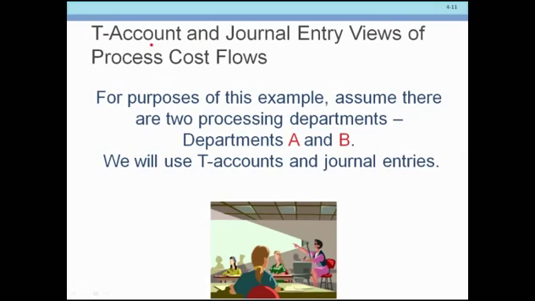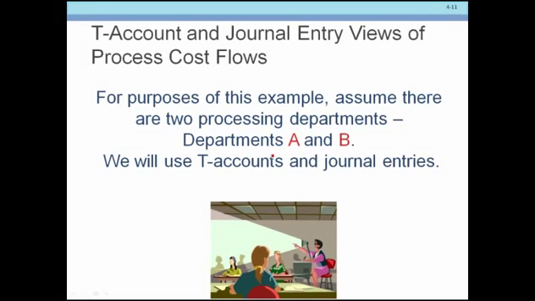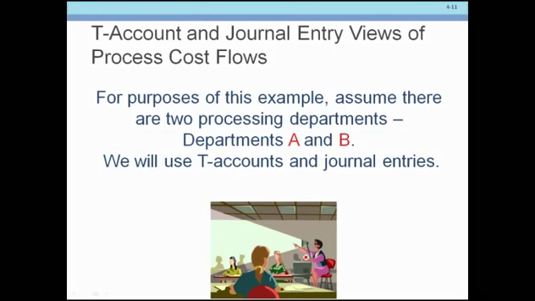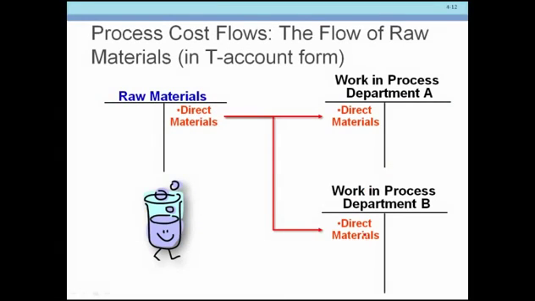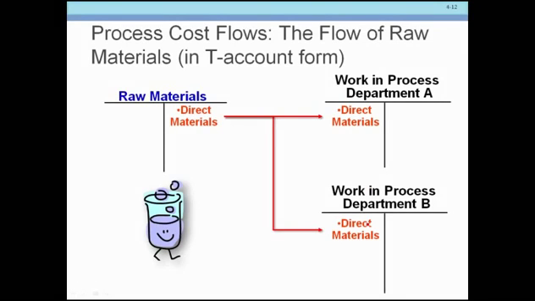For purposes of this example, assume there are two processing departments, Department A and Department B. We will use T accounts and journal entries, so this should be a review of the journal entries. For example, when we issue raw material, we may issue some to Department A and some to Department B. So we have work in process Department A and work in process Department B. Each department will have its own work in process.